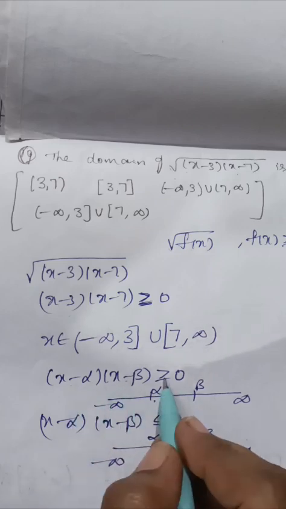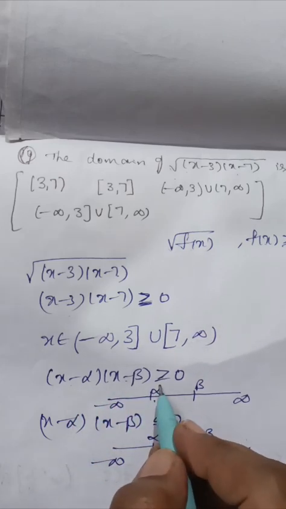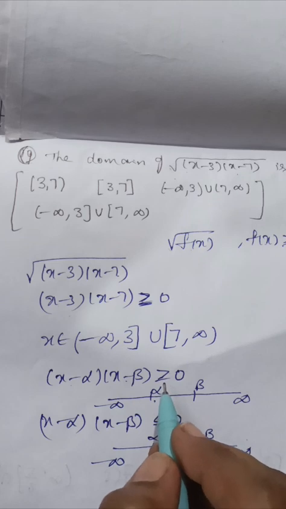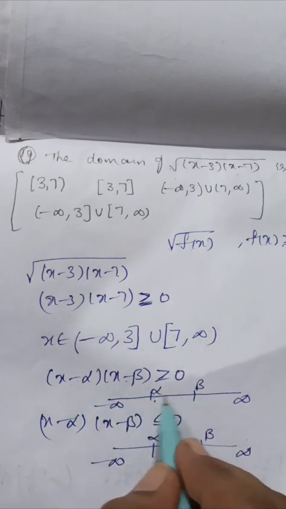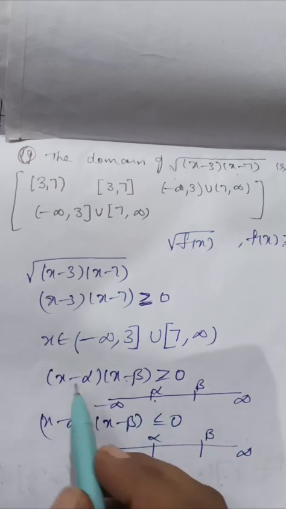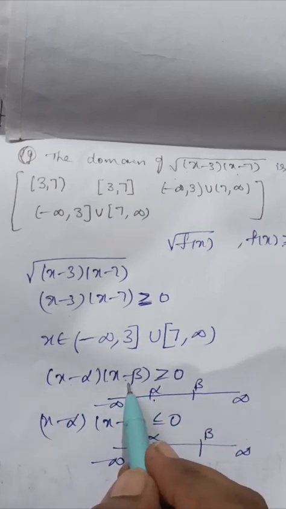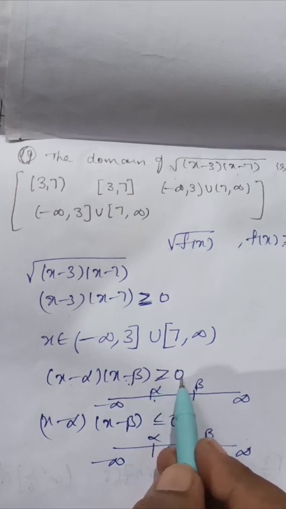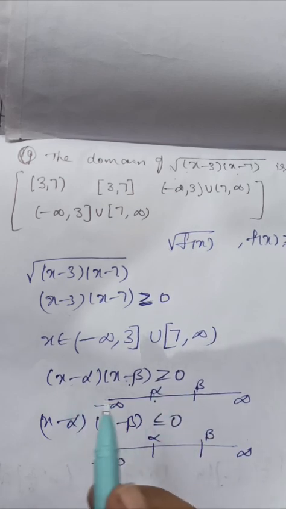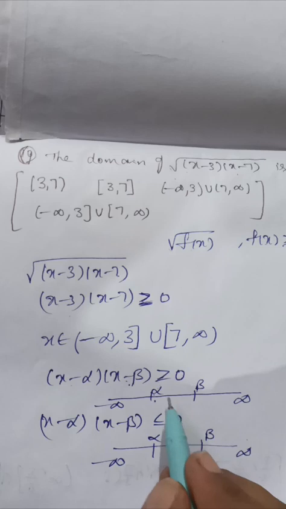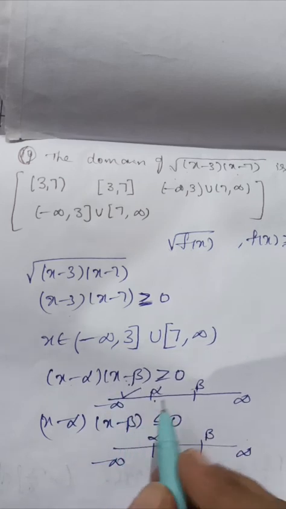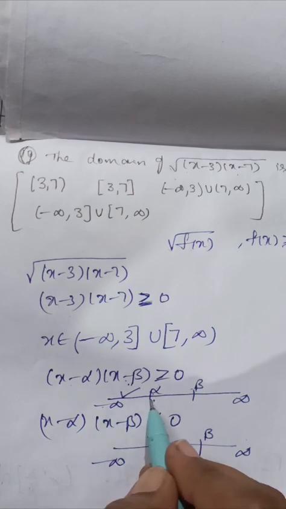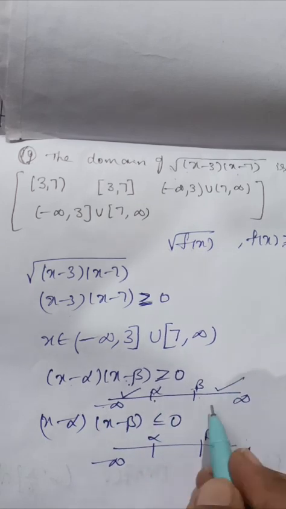Okay, if the expression is greater than or equal to 0, then the x values do not lie between the roots. These are the roots, alpha and beta are the roots. Okay, if x minus alpha into x minus beta is greater than or equal to 0, the x values, the domain, must not lie between the roots. That means the values of x lie between minus infinity to alpha and beta to infinity.